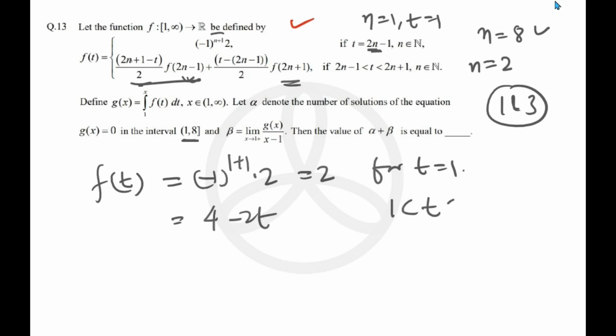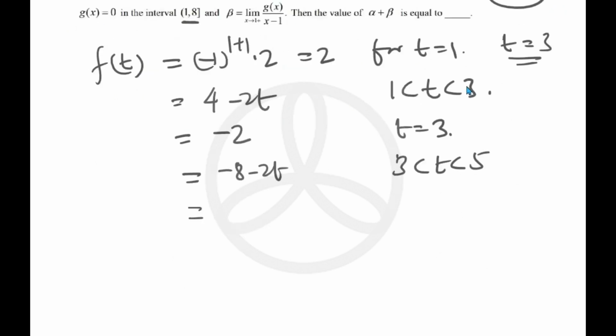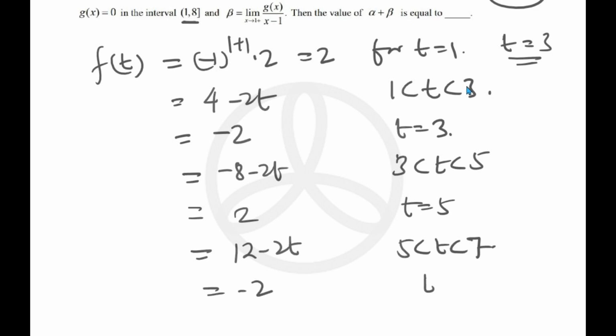For 1 < t < 3, the moment we take t equal to 3, it will become 3 plus 1, which is 4, and 2. This will be minus 2 for t equal to 3. Then 8 minus 2t for 3 < t < 5. This will be 2 for t equal to 5, and 12 minus 2t for minus 2 for t equal to 7, and then minus 16 plus 2t for t greater than 7.